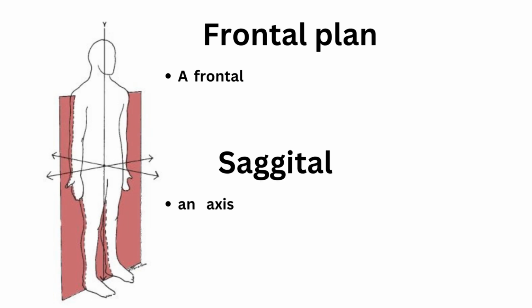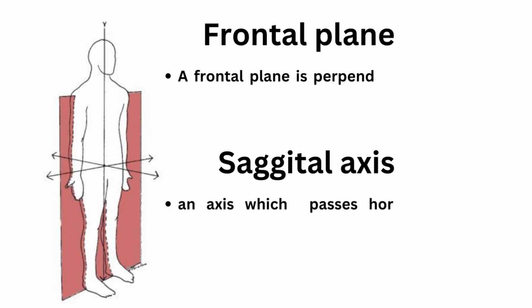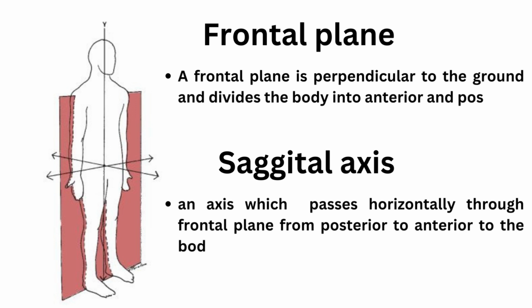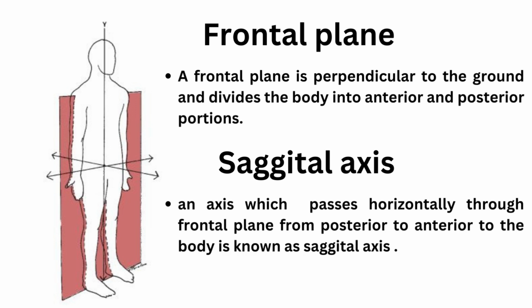Frontal plane. A frontal plane is perpendicular to the ground and divides the body into anterior and posterior portions. Sagittal axis. An axis which passes horizontally through frontal plane from posterior to anterior of the body is known as sagittal axis. Examples are shoulder flexion and extension, which occurs in the sagittal plane around the frontal axis.